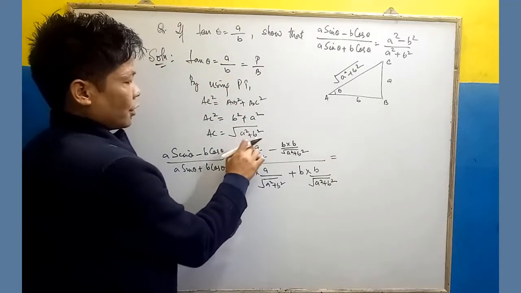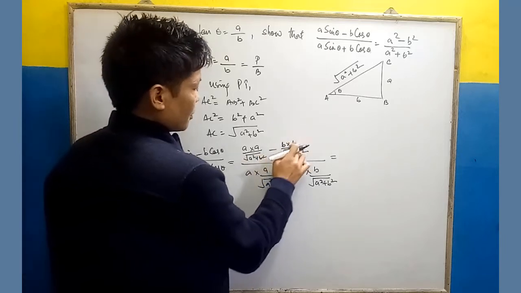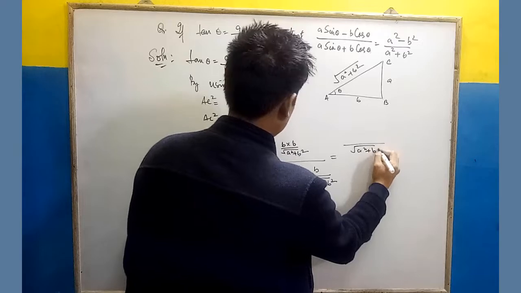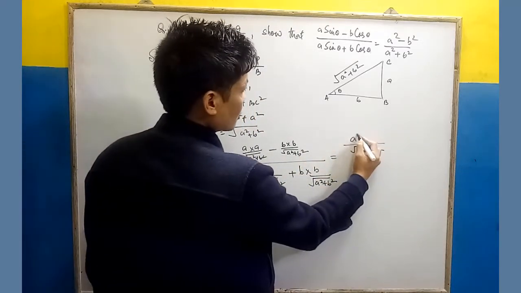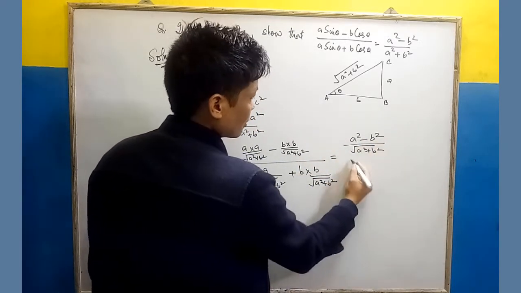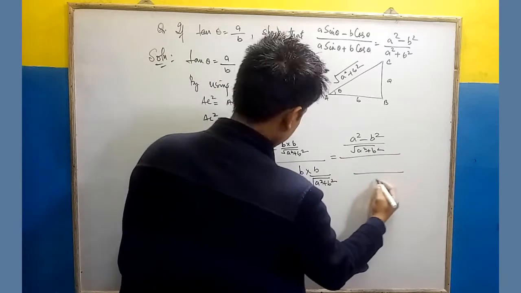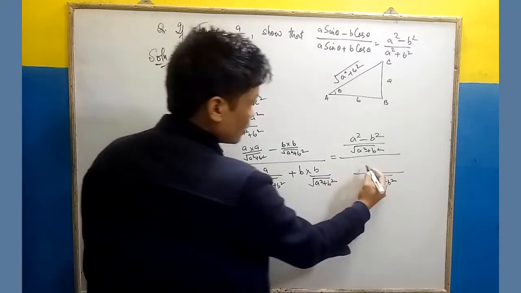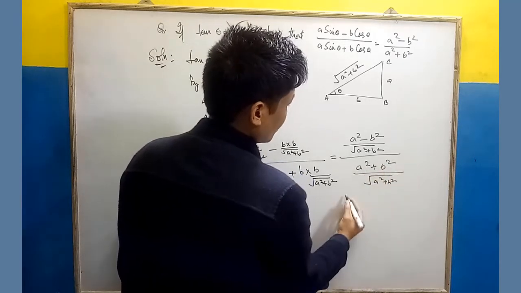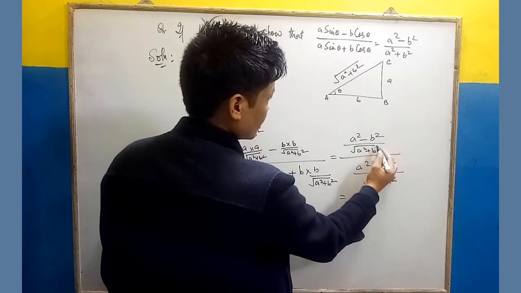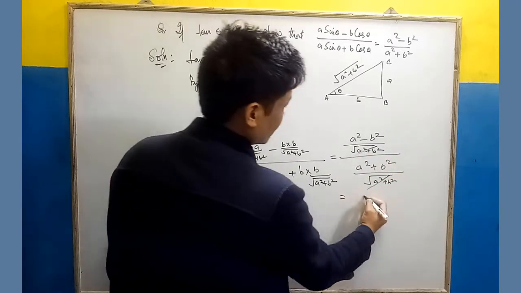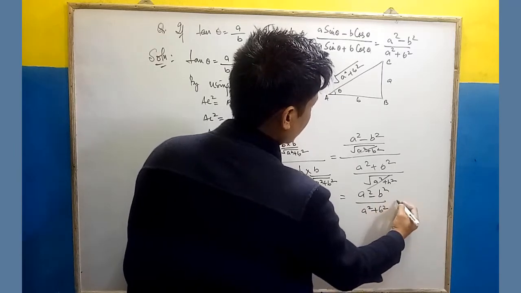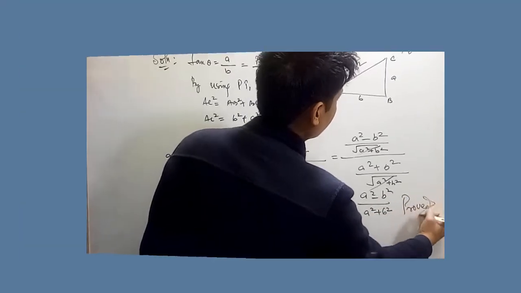So if I multiply A with A, I'll get A square, and B with B, I'll get B square. And if I take LCM, I'll get under root of A square plus B square. So A into A is A square minus B into B is B square upon, and if I take LCM, it is under root of A square plus B square. A into A is A square plus B into B is B square. So I can cut both the denominators. So what I'll have is A square minus B square by A square plus B square. This one will be the proof.